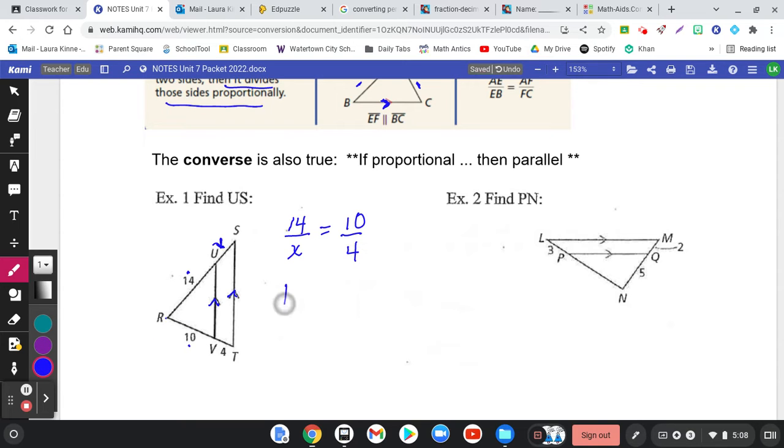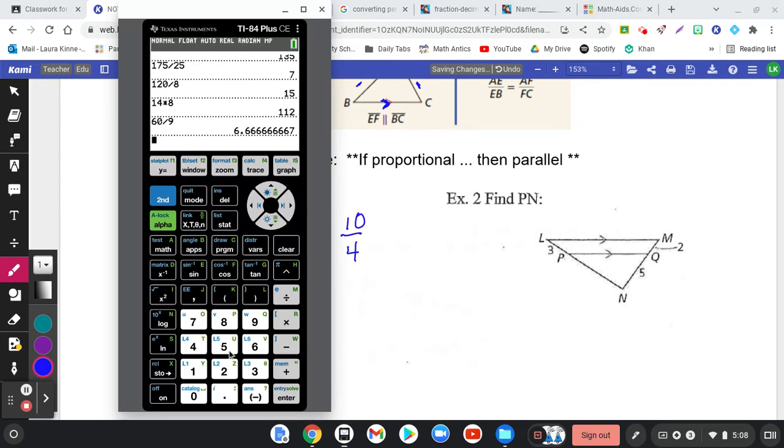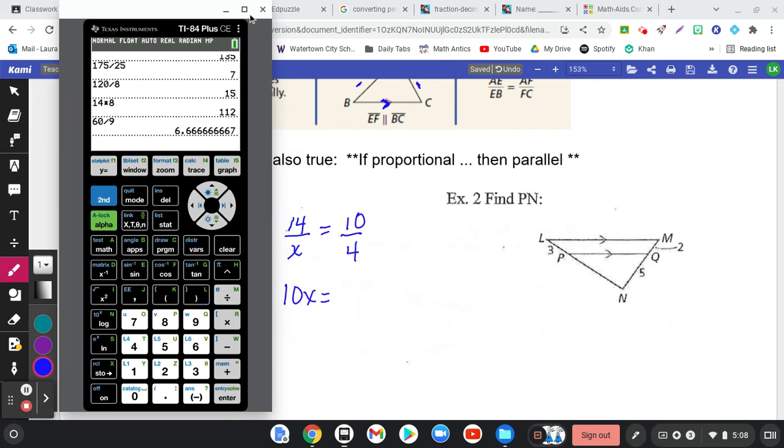And then again, you just cross multiply. Once you get things set up properly, it's just cross multiplying each time, so it's pretty easy. If you don't get it set up right, that's when you run into a problem. Okay, 56, and then divide by 10, X equals 5.6.